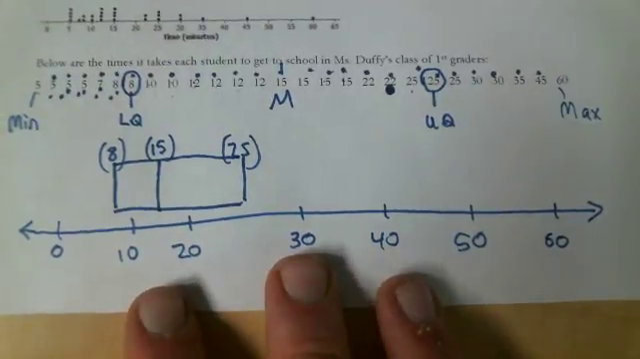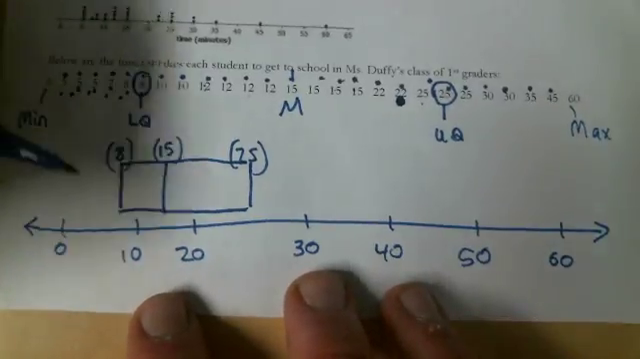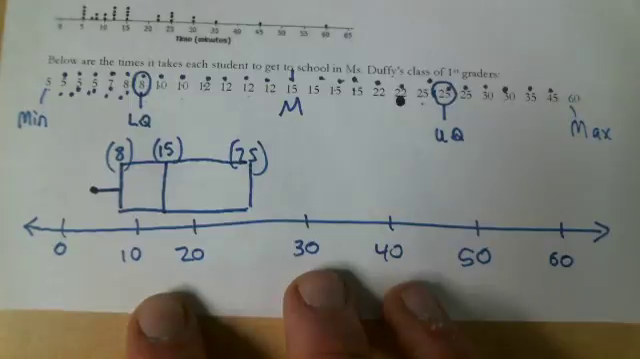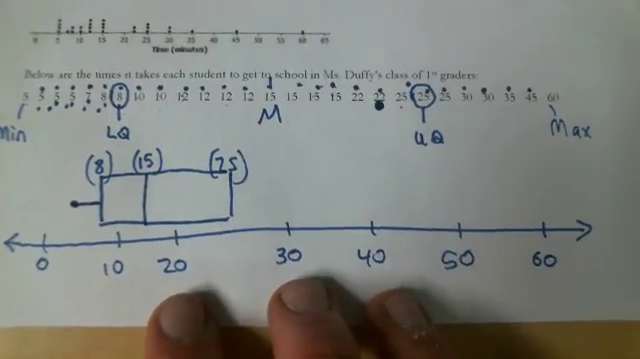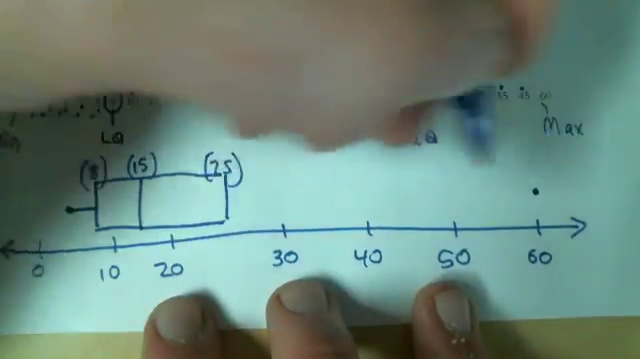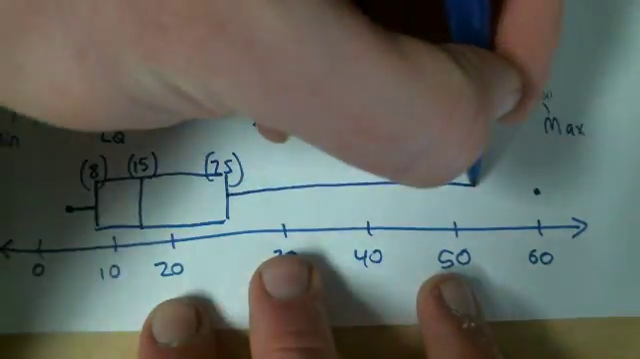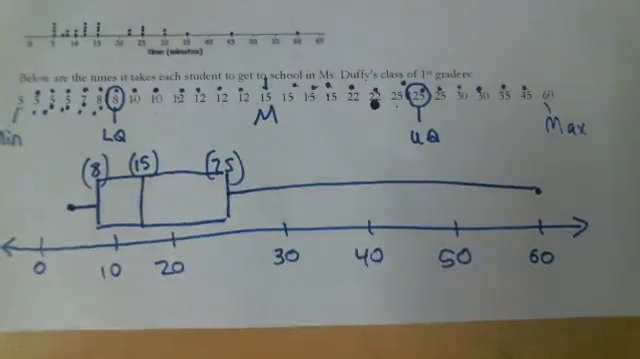And with a box plot, the only other thing you add to it is where the minimum is, which is right here at 5. And it's just a line. And so my maximum is all the way up at 60. So that shows me that I would go here. So what does this tell us?